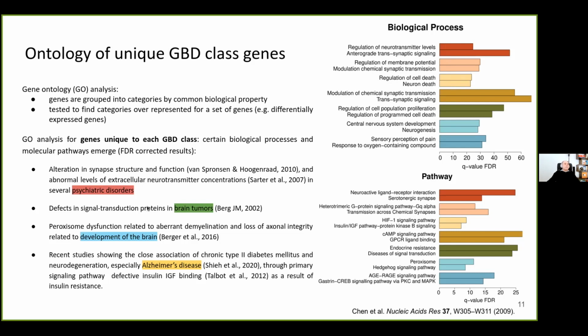For example, we see defects in signal transduction in brain tumors, and peroxisome dysfunction, which is related to demyelination and loss of white matter integrity, is related to developmental brain disorders. And we found the insulin IGF pathway to be overrepresented in neurodegenerative disorders, which has been recently shown, as chronic type 2 diabetes is one of the underlying pathologies that can lead to Alzheimer's disease within the same pathway.